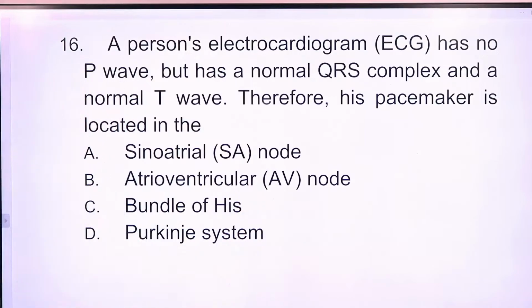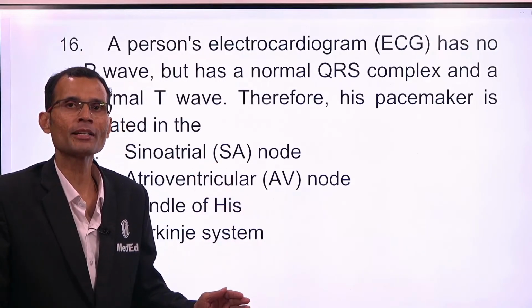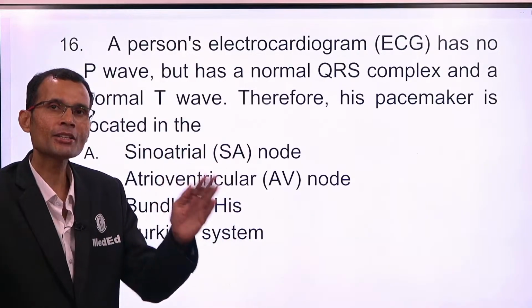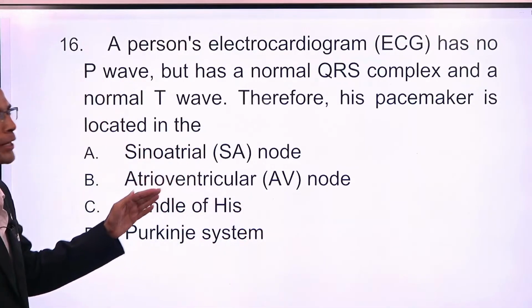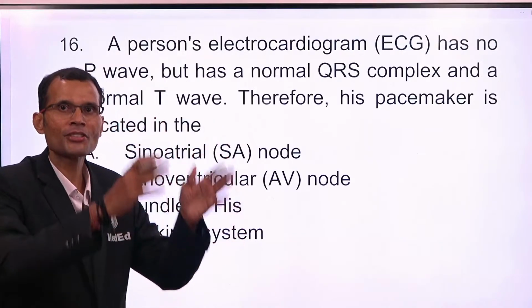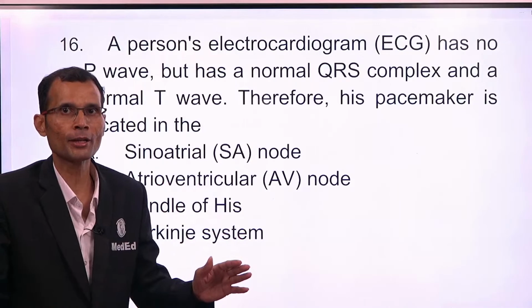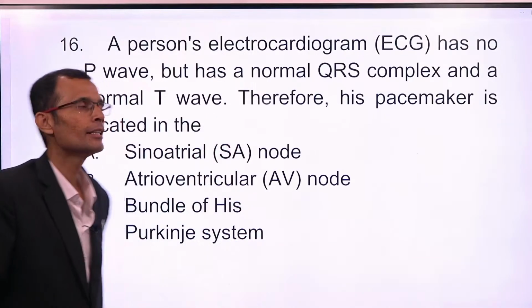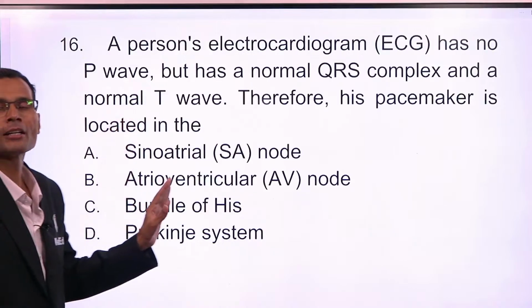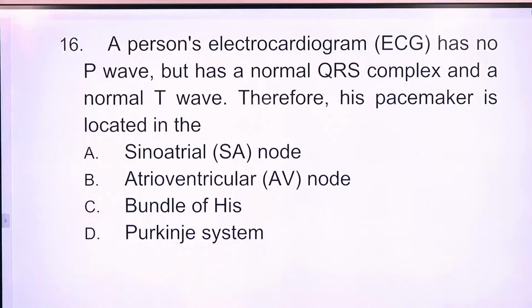Normal QRS complex means the Q wave is normal. Q wave means interventricular septum. Okay, the Q wave is when depolarization happens in the bundle branches, septal depolarization. So that is the Q wave. The QRS complex is normal, but the P wave is absent. That means the pacemaker in the atria is not there. So SA node and AV node both are gone.